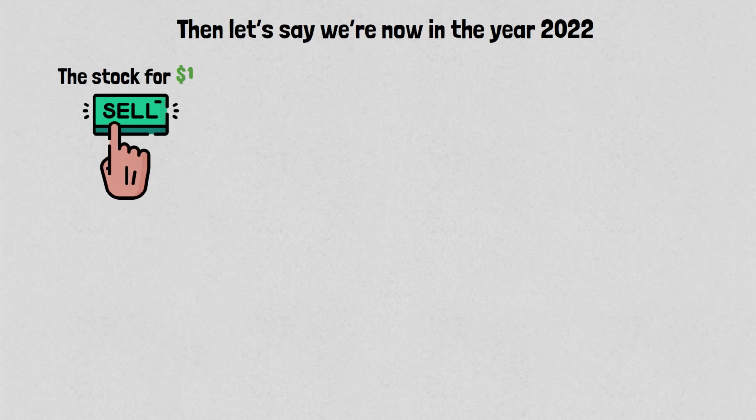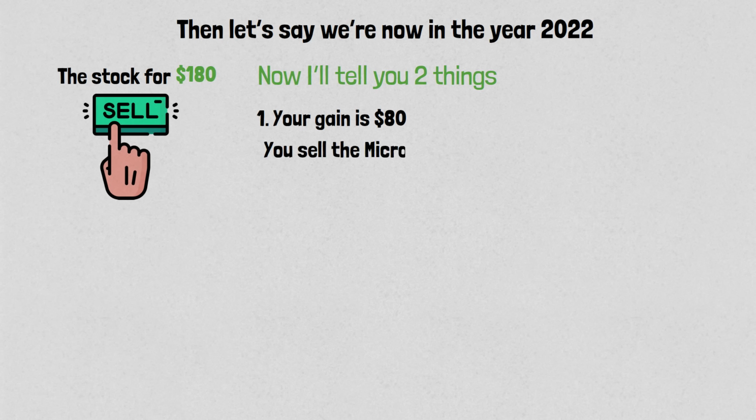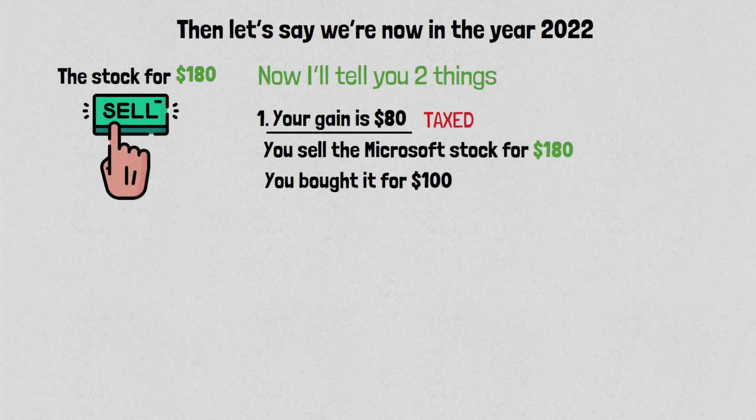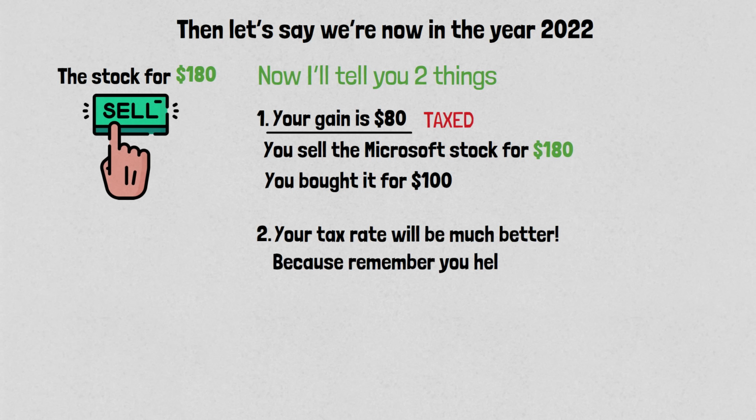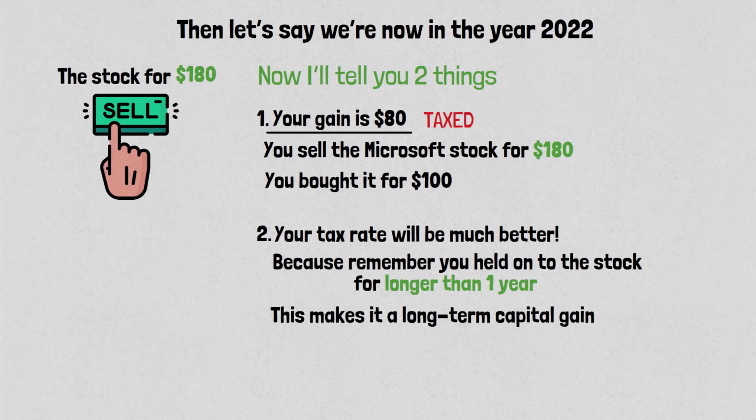And then let's say that we're now in the year 2022, and you finally decide to sell the stock for $180. Now, I'll tell you two things. One, your gain is $80. You sell the Microsoft stock for $180, you bought it for $100, so your gain is $80, and you will be taxed on your $80 of gain. The second thing is that your tax rates will be much better because remember, you held onto the stock for longer than 1 year, and this makes it a long-term capital gain. And long-term capital gains receive much better tax rates.